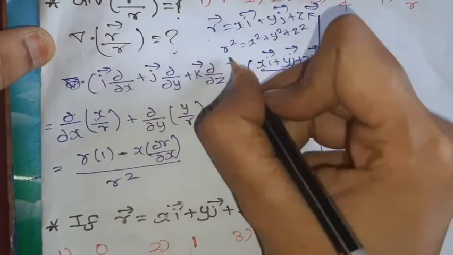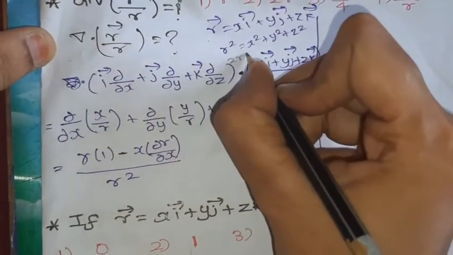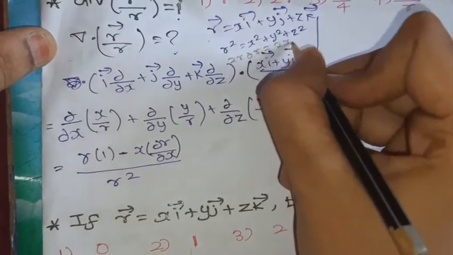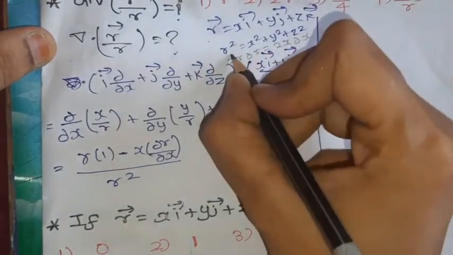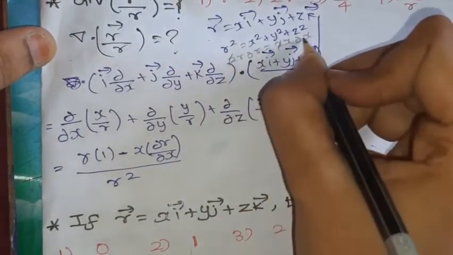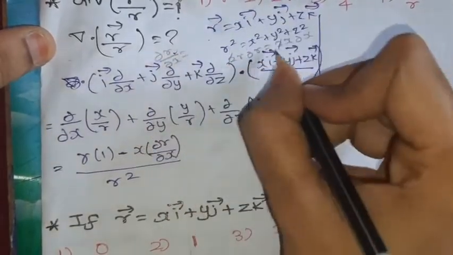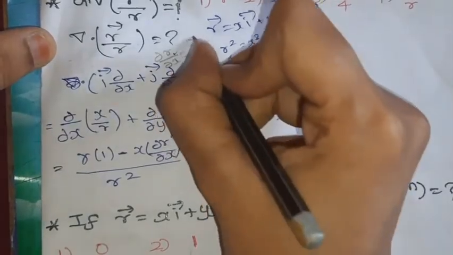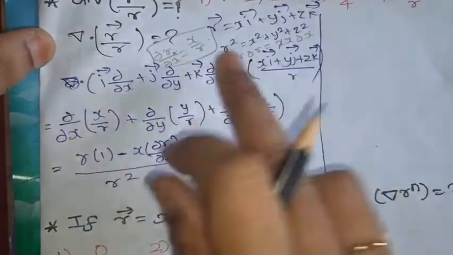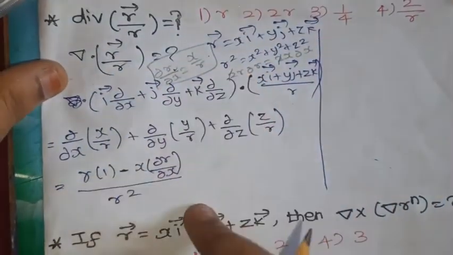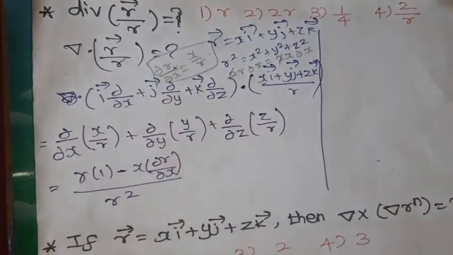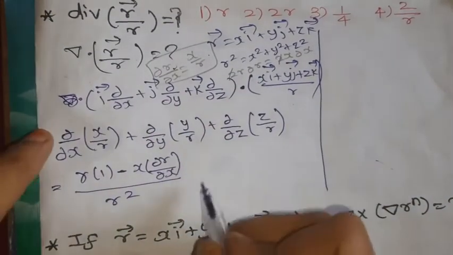So when we differentiate this equation, we get 2r ∂r equal to 2x ∂x. The 2 gets cancelled. So ∂r/∂x is equal to x by r. Similarly, ∂r/∂y equals y by r, and ∂r/∂z equals z by r.